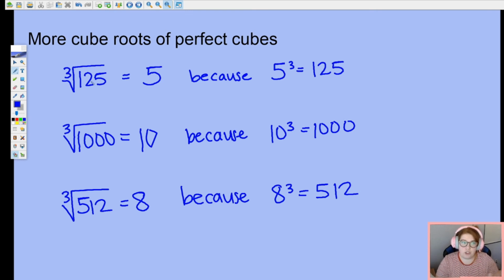You can try 2 times 2 times 2. It doesn't work. Move on. 3 times 3 times 3. It doesn't work. Move on. 4 times 4 times 4. It doesn't work. Move on. Okay, you can try that guess and check routine to help you as well.